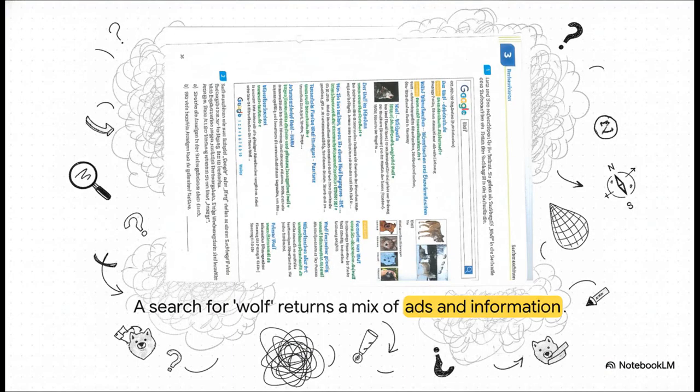Somebody just types "wolf" into a search engine, and what comes back? You've got ads for hot water bottles, okay? Then there's Wikipedia, a dance school, a conservation group. It's just this big, chaotic jumble. And this is the challenge we all face every single day. Not everything here is equally useful.